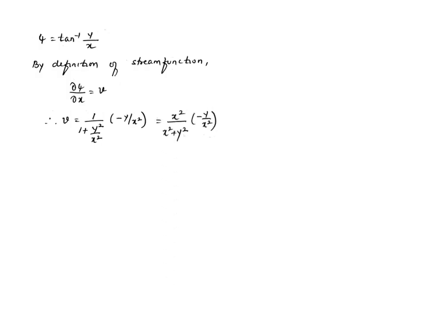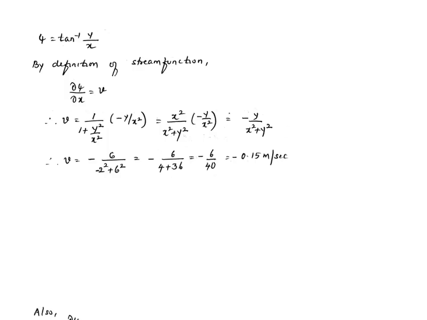So that is v. You substitute the values, which will give minus y by (x square plus y square). Substituting x as 2 and y as 6, you will get v as minus 6 by 40, that is minus 0.15 meter per second.